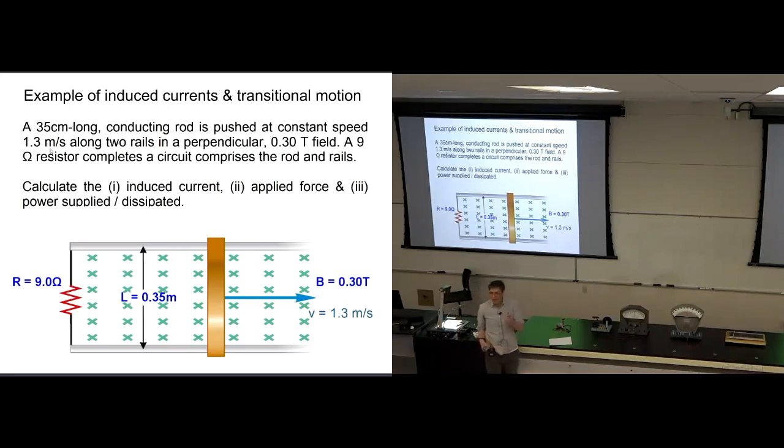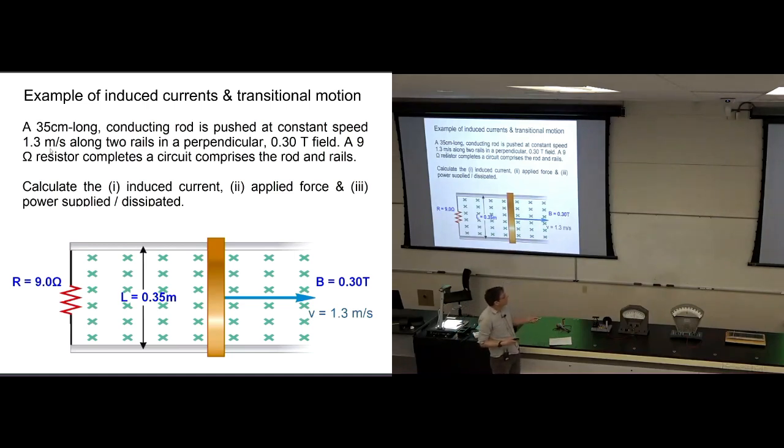Let's look at an example, an illustration of this type of induced current due to this type of translational motion. So I'm going to work through this particular example here as an illustration of translational motion in a magnetic field creating an induced current. So let's just read through the question.